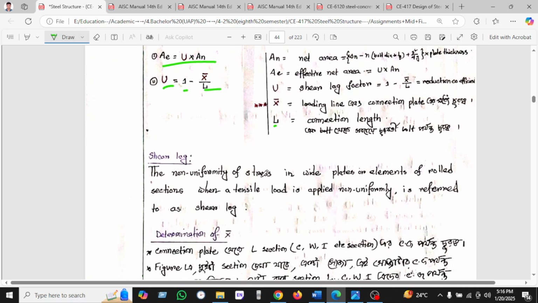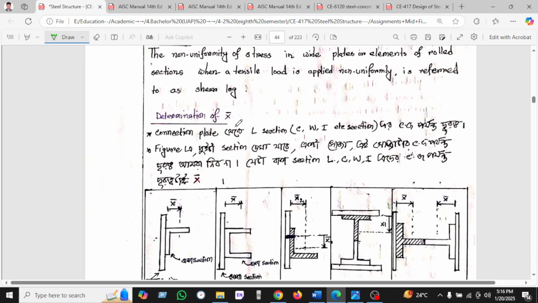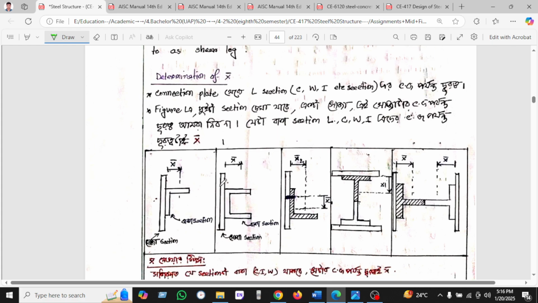Okay, let's see another one, shear lag. The non-uniform stress in a wide plate or element or rolled section when the tension load is applied non-uniformly is referred to as shear lag. Okay, determine the x bar. How will we calculate the x bar? The x bar comes from the connection plate section to the CG.